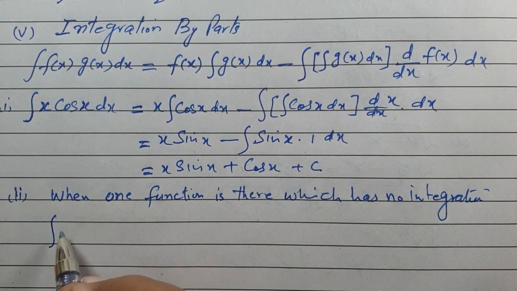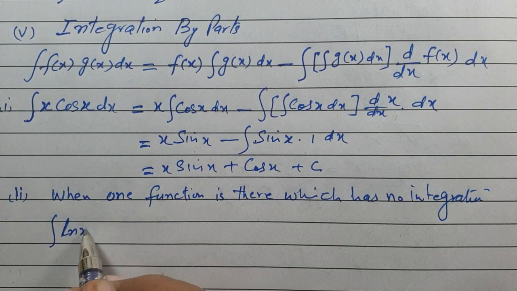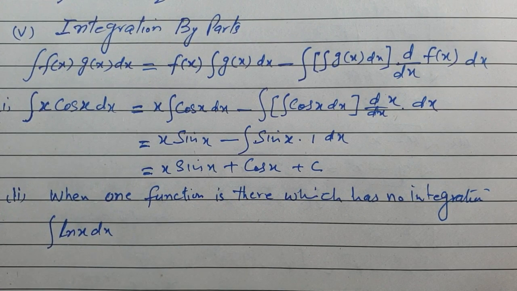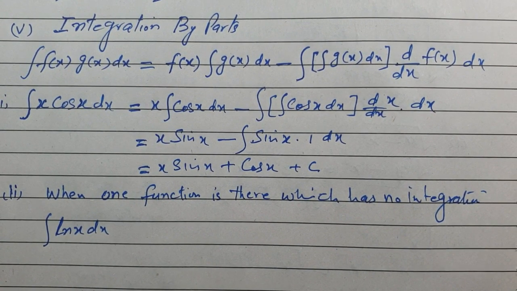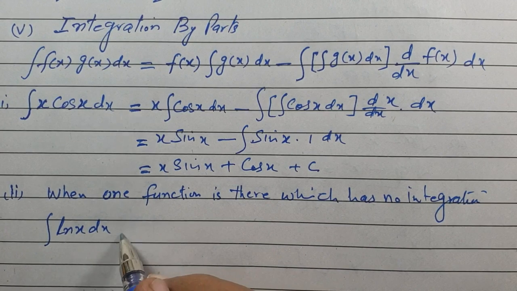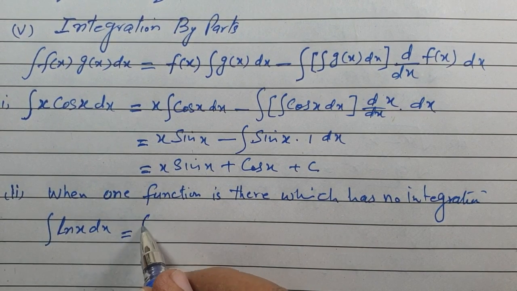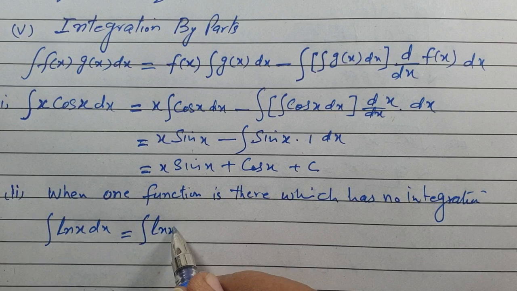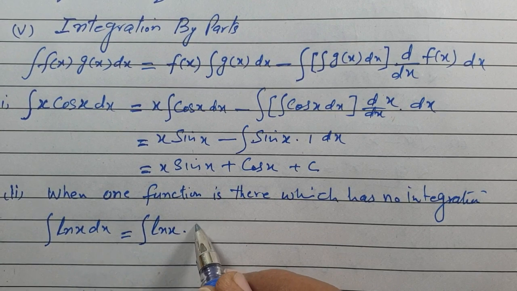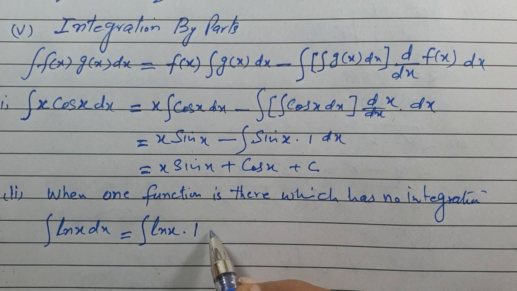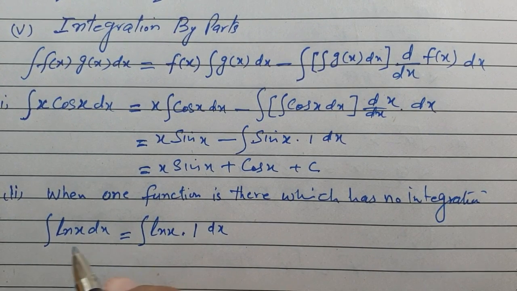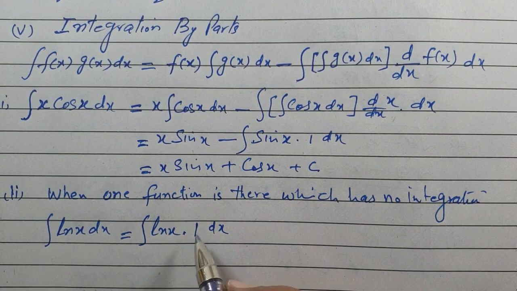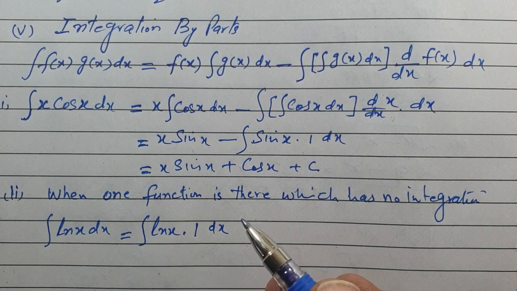Like natural log of x. Natural log of x only has its derivative. Then what shall we do? What should we do in this case? In this case, we take the second function as 1. You know 1 is available here anytime, it is multiplying log x, also dividing log x.